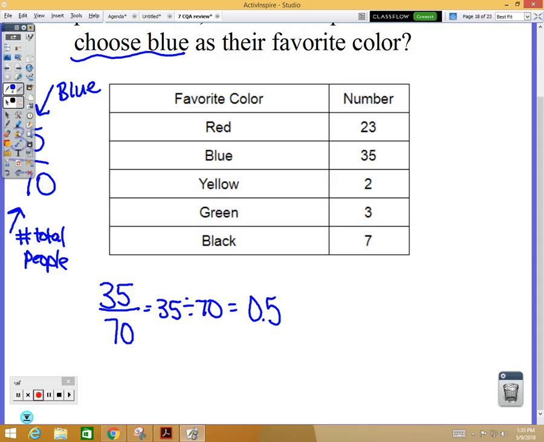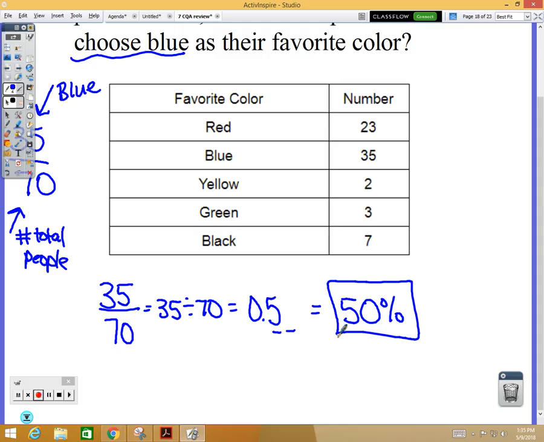So we have fraction form of relative frequency. We have decimal form of relative frequency. And now I want the percent form. How do I turn this decimal to a percent? Move it 2 places. Move the decimal 2 places. So it's going to be 50%. Some of you noticed that it was going to be 50% automatically. How did you know that? Very good. Just knowing how fractions work, that the numerator is half of the denominator, the whole thing equals a half, which is 50%. Okay?